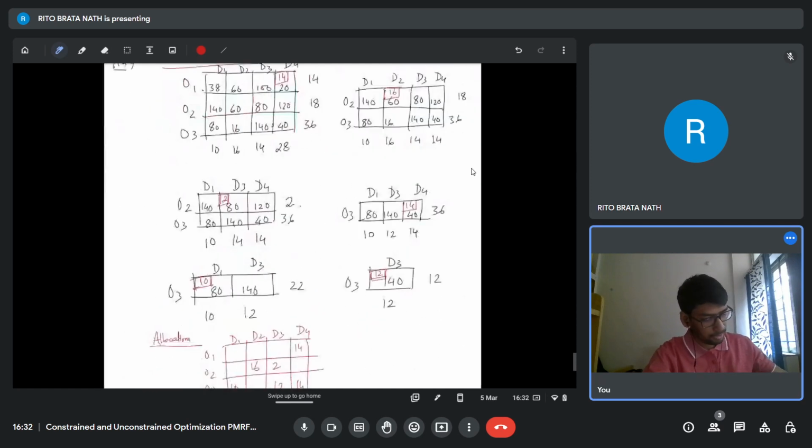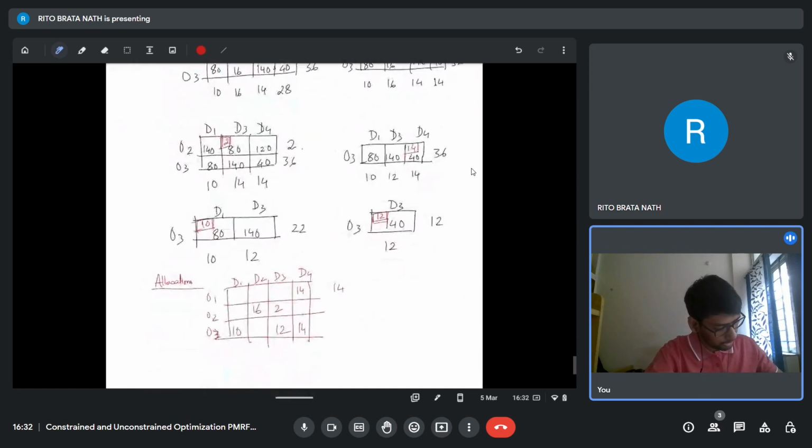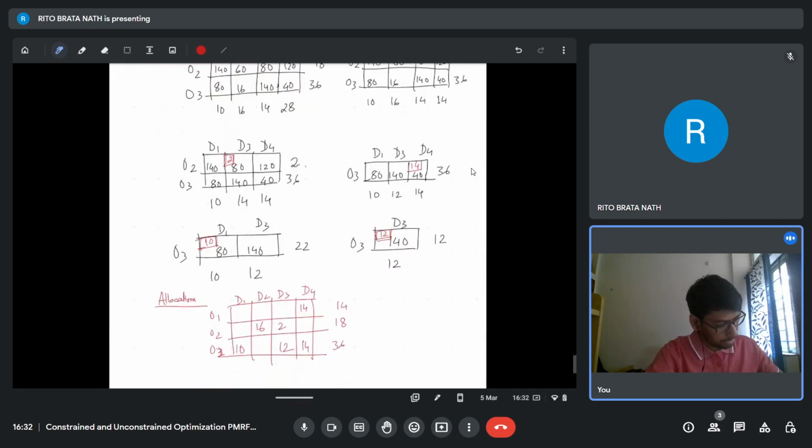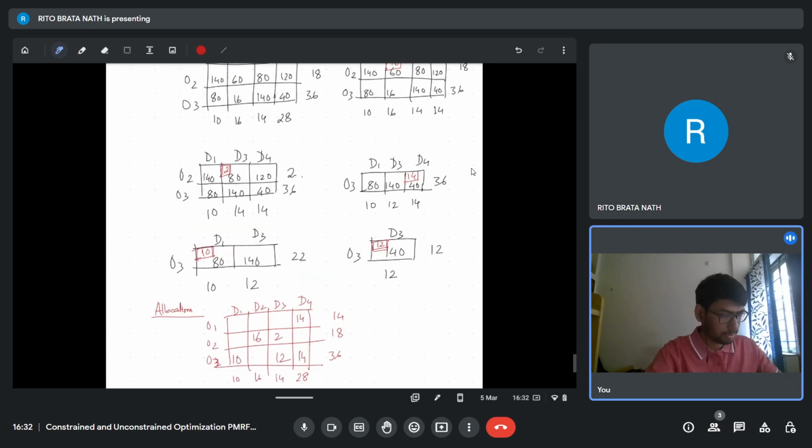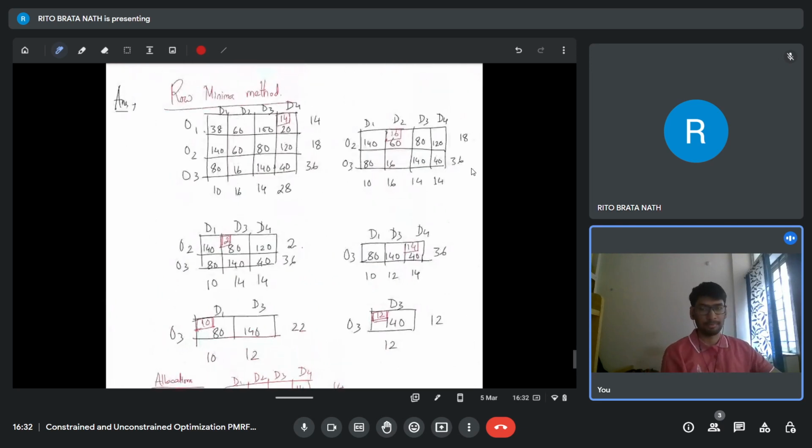Let's see if the summations are fine. This is 14, 18. 14 plus 12, 26. This is 36. So that's fine. Here that's 10, 16, 14, 28. So this is also fine. So you have already satisfied your constraints. Now we can calculate the cost.